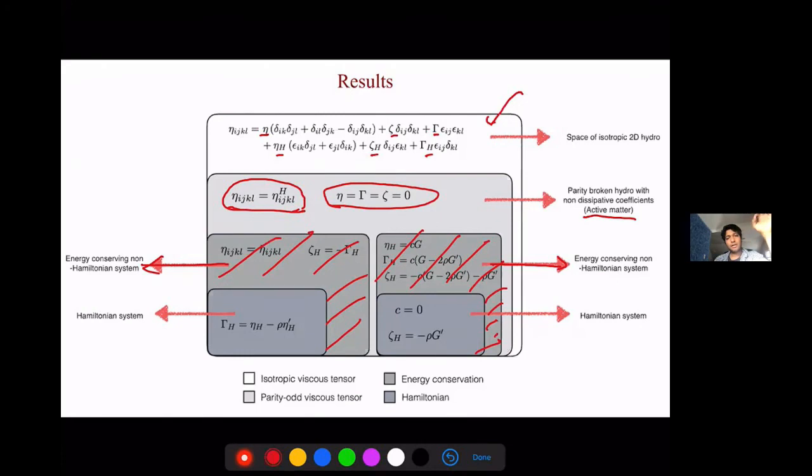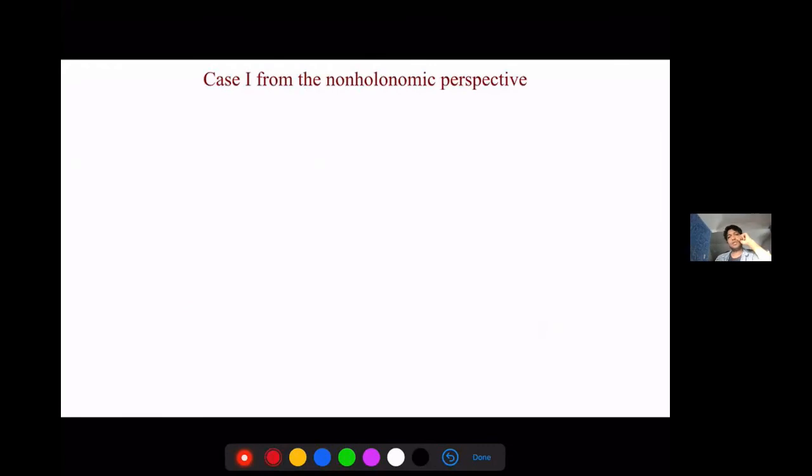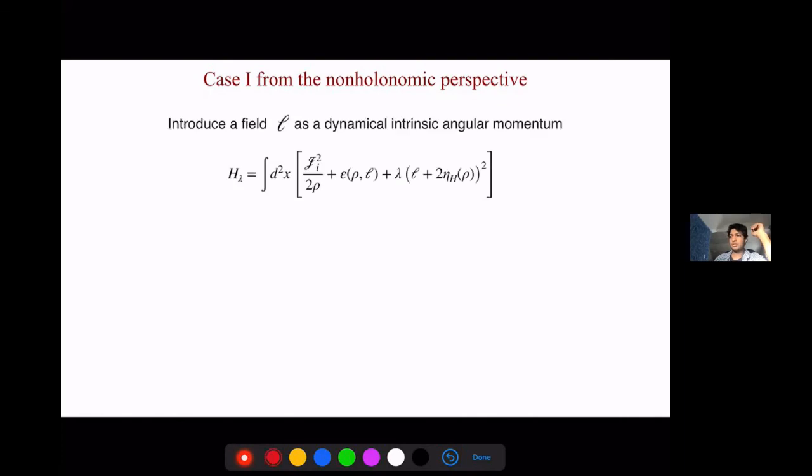You have brackets that generate the equation of motion, but the only point at which they fail is that they do not satisfy the Jacobi identity. Actually there are a lot of mechanical systems of this type, and they are called mechanical systems with non-holonomic constraint.